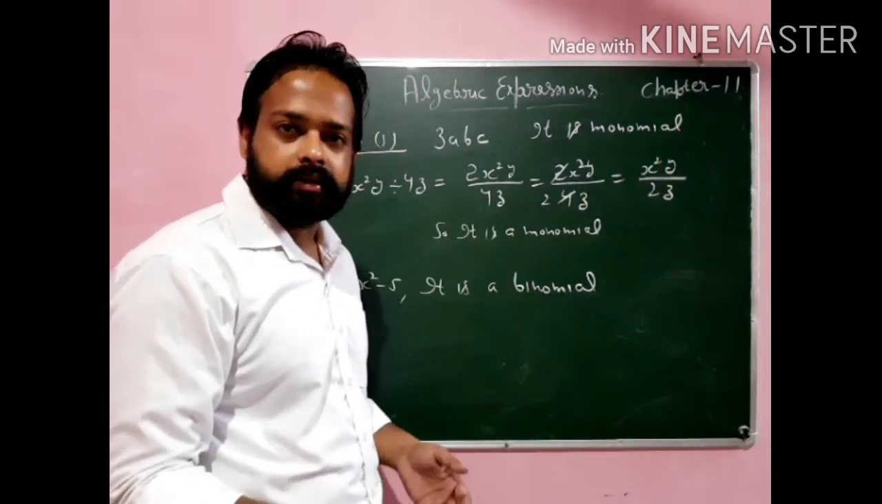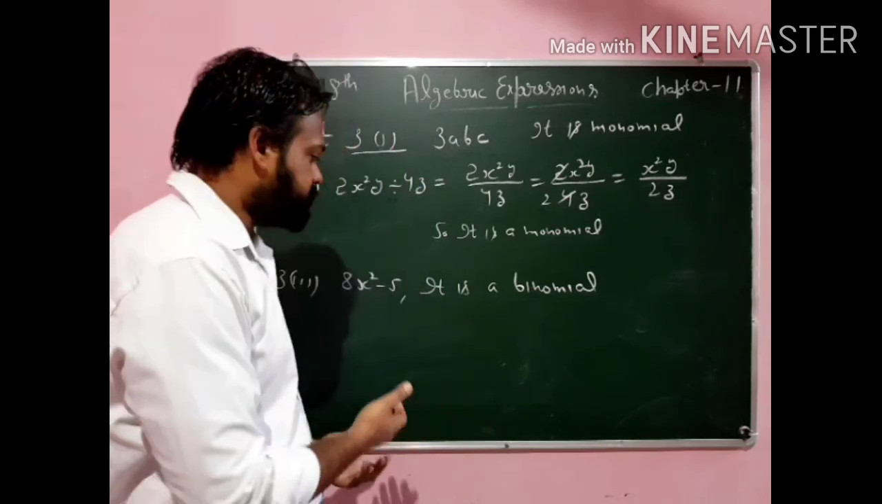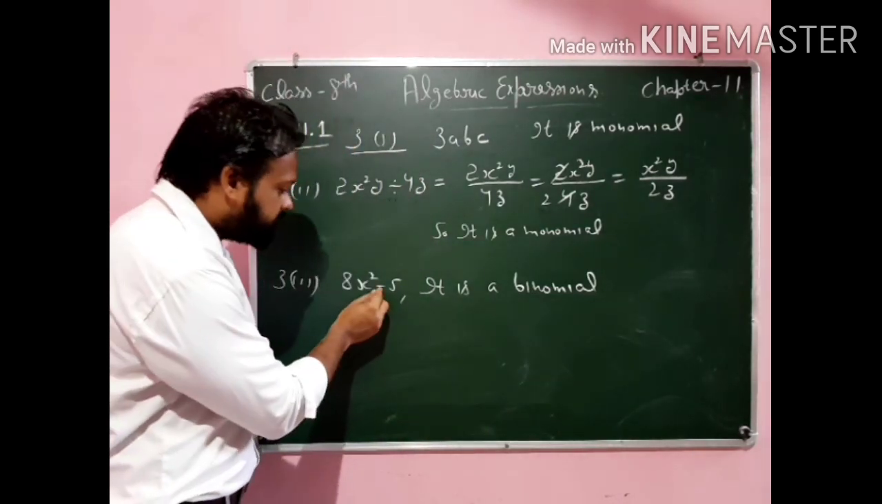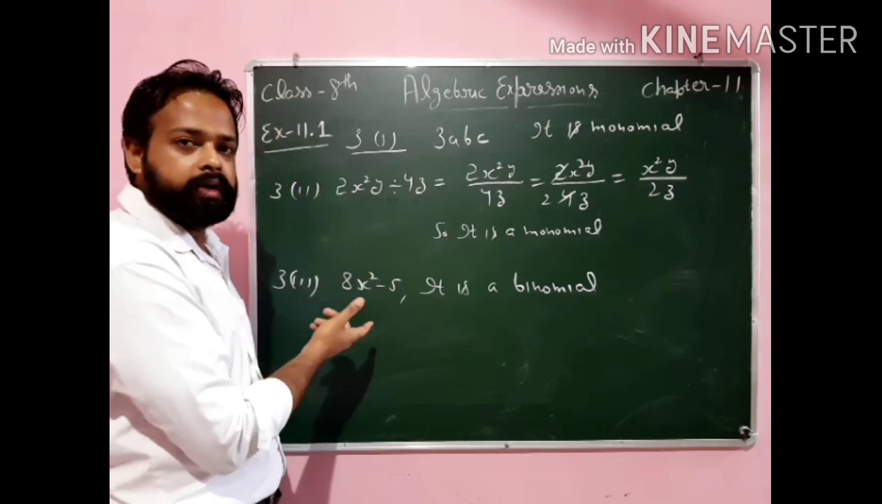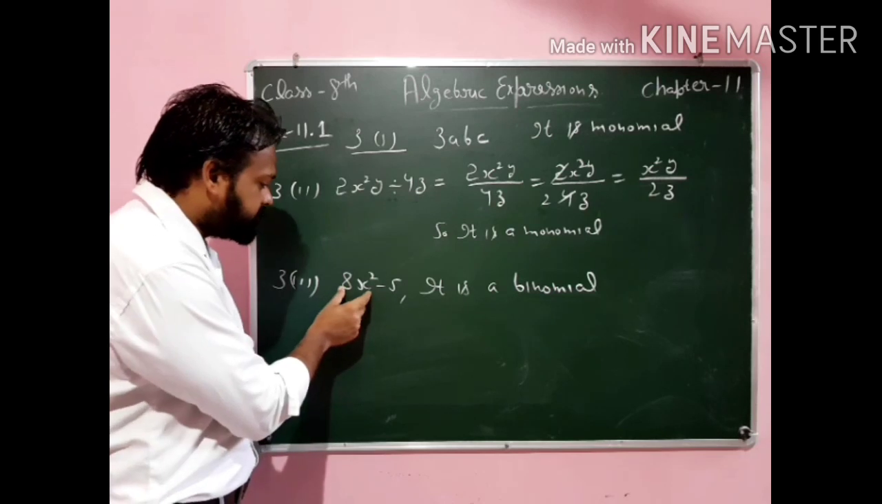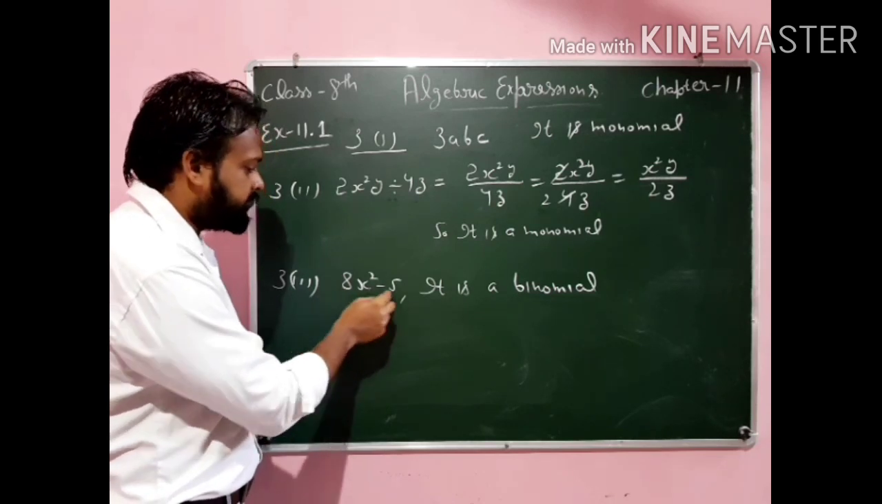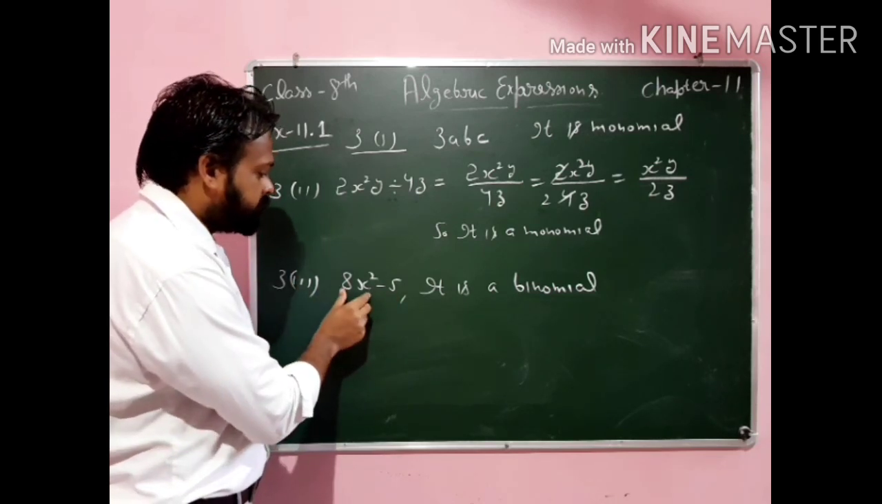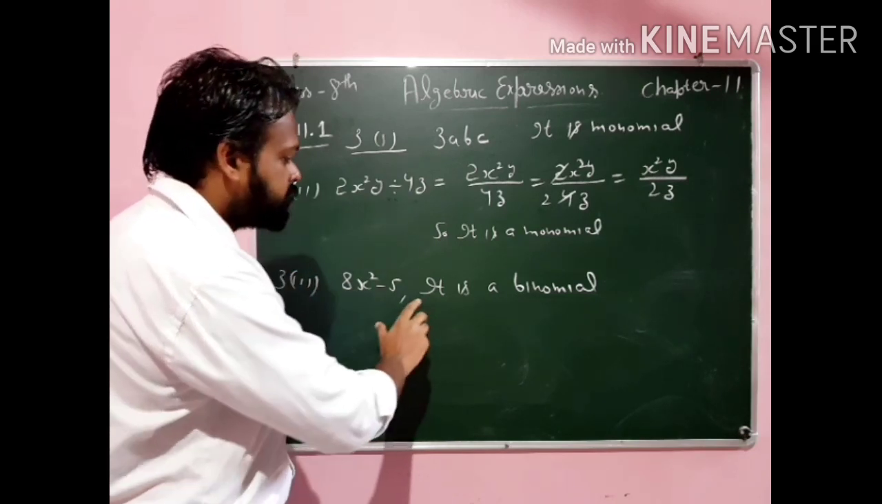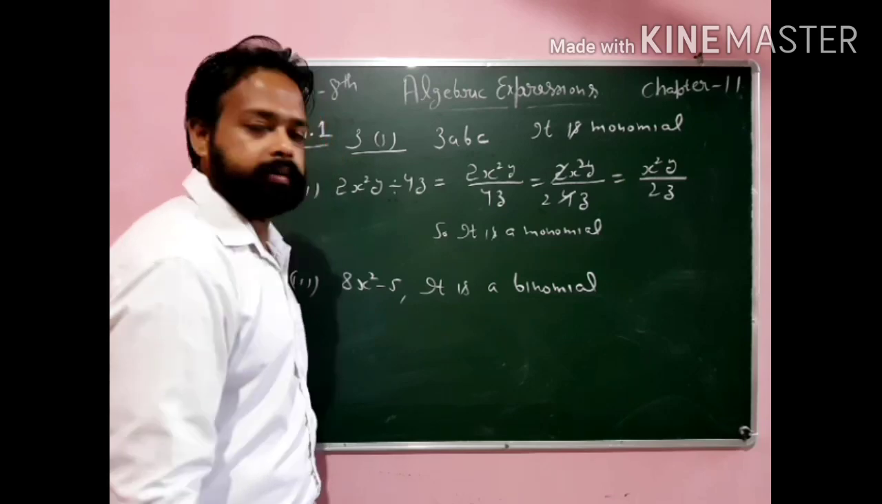Is it clear? Now in the third part you can see it is 8x square minus 5. There is a minus sign between them, so it means there are two terms in this polynomial. 8x square is a single term and 5 is a single term, so this is 1 and this is 2. So there are two terms in this polynomial, so it is a binomial.